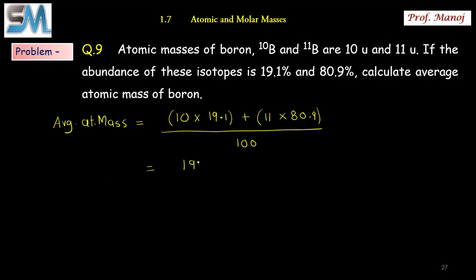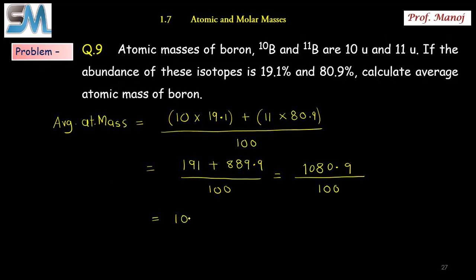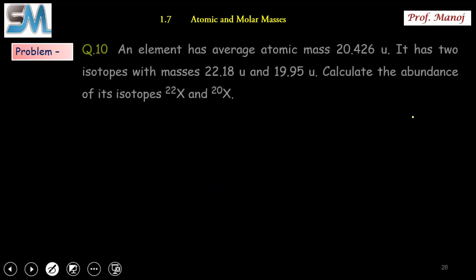19.1 into 10 is 191. 80.9 into 11 comes as 889.9, upon 100. So if you do the total of these numbers, it comes out to be 1080.9. So dividing by 100, you will get the answer 10.809 U. This is the average atomic mass of boron. A quite straightforward problem, you can see. Let us make it a bit complex with another question.